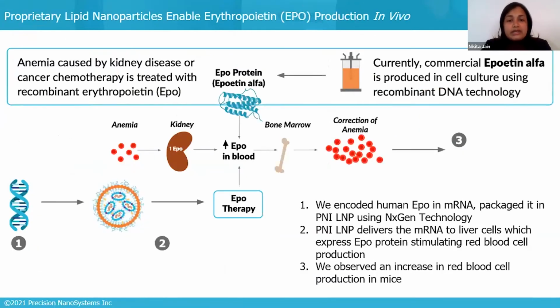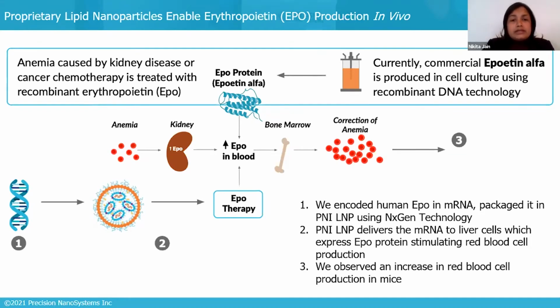Moving on to the next application, that is protein replacement therapy. We have used erythropoietin as the protein of interest. Now, if you look at the anemic patients who became anemic by kidney disease or cancer therapy, they are usually treated with exogenous erythropoietin. Basically, erythropoietin is just injected directly into them.